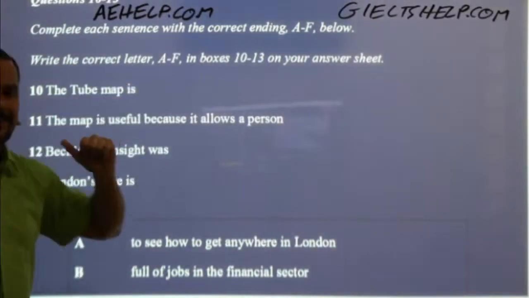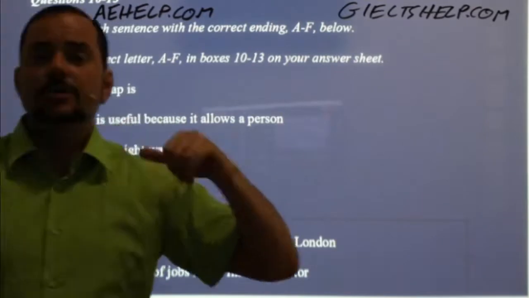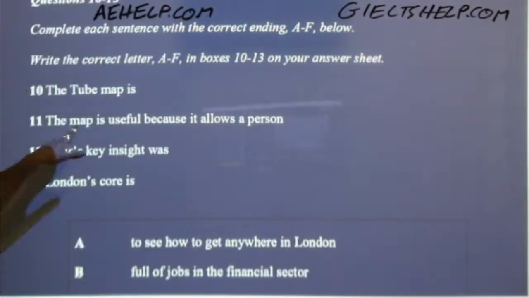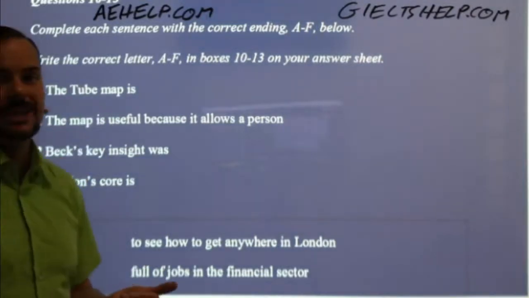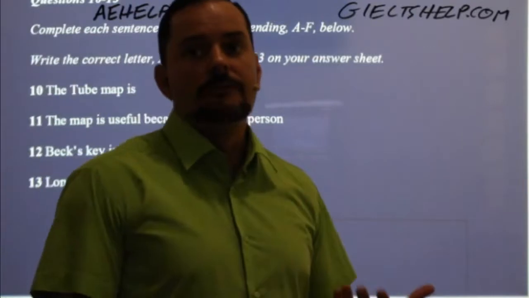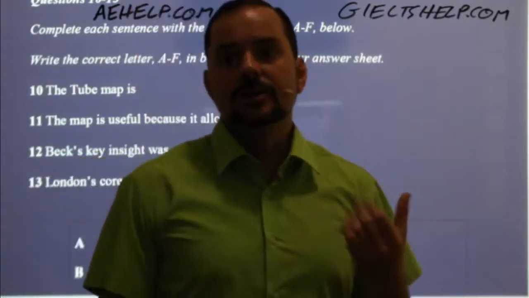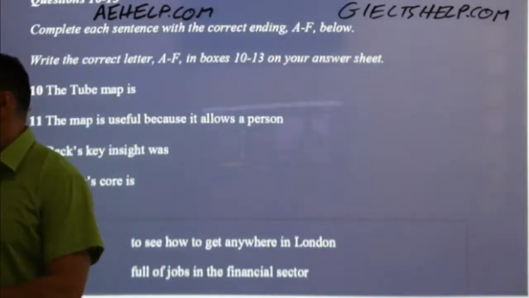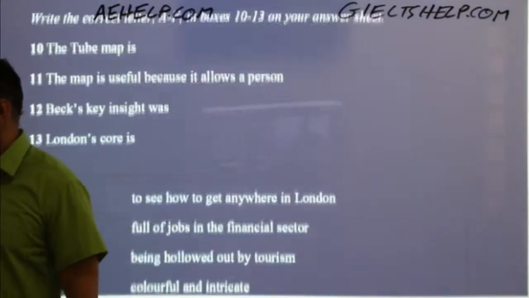Now, when we read these, you want to think about what they're saying. So here we see that map and map are in there. So there's going to be some information about the map of the London Underground. Okay, so we want to keep that in mind.